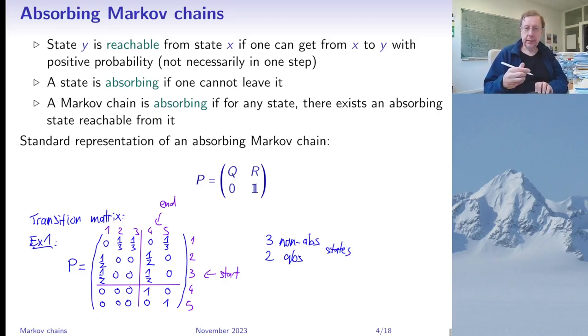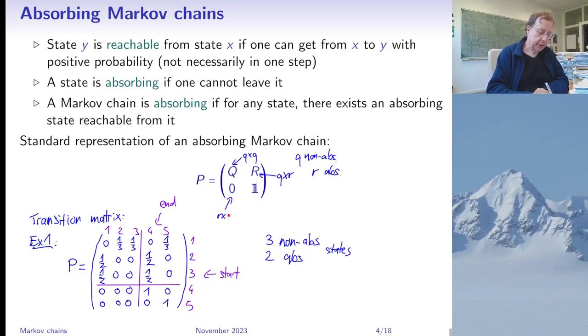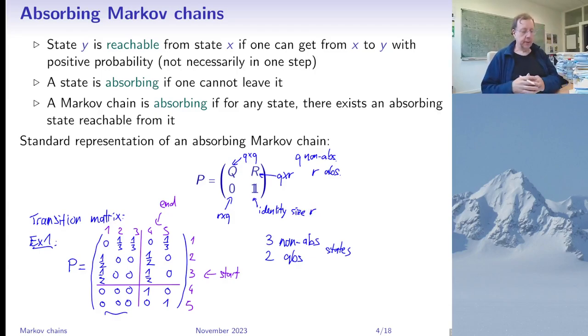And in general, what I will have is a matrix capital Q, which is a matrix of size Q by Q, if I have Q non-absorbing states. And R will be a matrix of size Q times R, where R is the number of absorbing states. And zero here is a matrix of size R times Q, which has zeros everywhere, like at the bottom left here. And one will be an identity matrix with ones on the diagonal and zeros elsewhere of size R. So that is what we call the standard representation of an absorbing Markov chain.